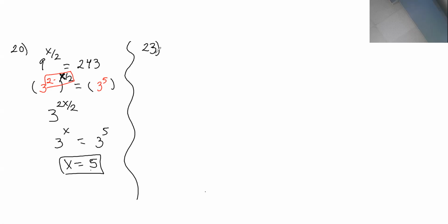Okay, 23 is 2 to the x plus 2 to the negative x equals 2. All right. This looks like a substitution problem, so I'm going to rewrite it like this: 2 to the x plus 1 over 2 to the x equals 2. Would you guys agree that negative x makes it move to the bottom?